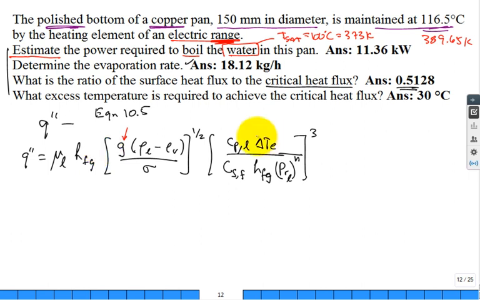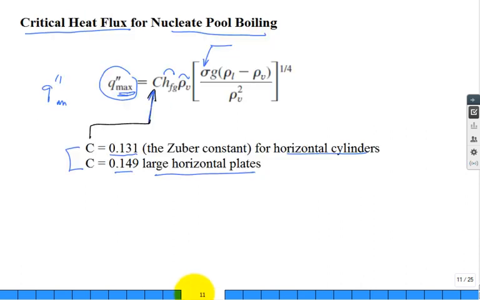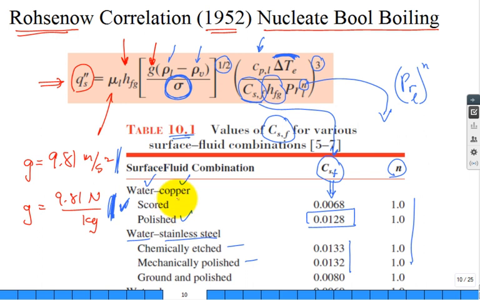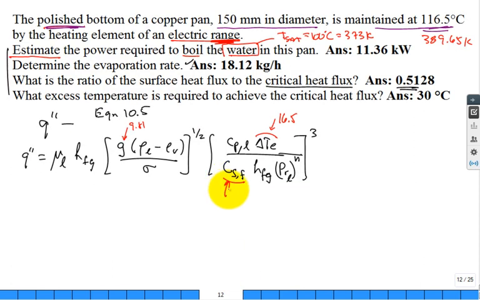What's the next easiest? What is this? 16.5. Hey, I need it in Kelvin, not degrees C. 16.5 Kelvin, the same, right? It's a temperature difference. Okay, let's get these coefficients out of the table. So we go back, we look at the table. It's copper polished with water. So here it is. It's water, copper, polished. There's my value of C and n: 0.0128, and 1. So this one's 0.0128, and that's 1.